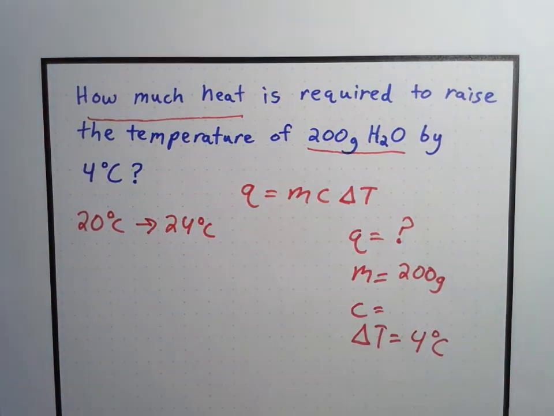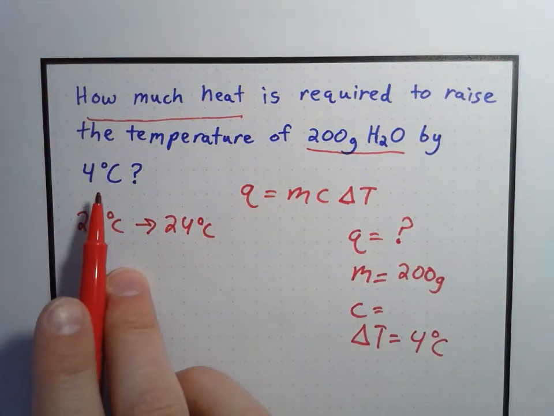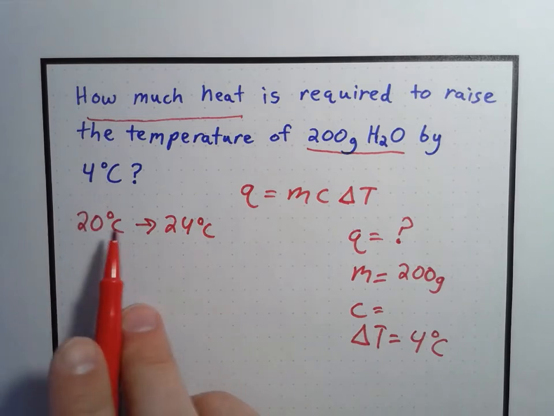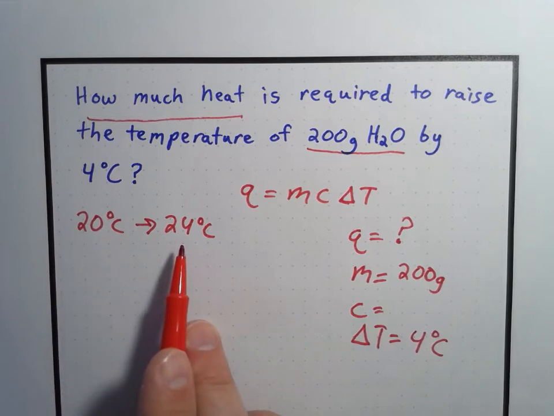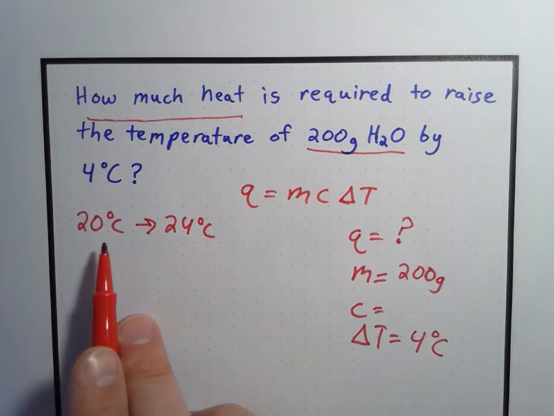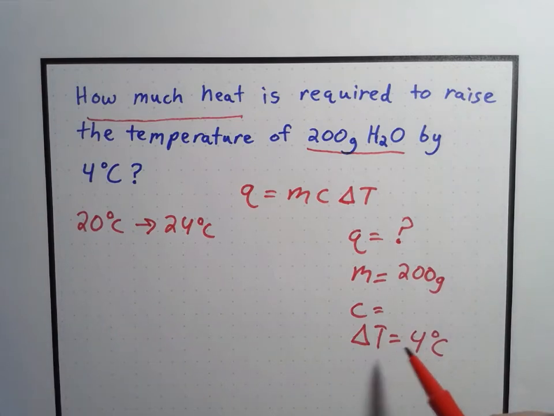Well, that would also be a delta T of 4. So don't freak out if they give you 2 temperatures. If they tell you the temperature was something at the beginning and it was raised to something at the end, just take the final temperature minus the initial temperature, and boom, you'll have the delta T. So it just is an extra step, but it doesn't necessarily make the problem any harder.